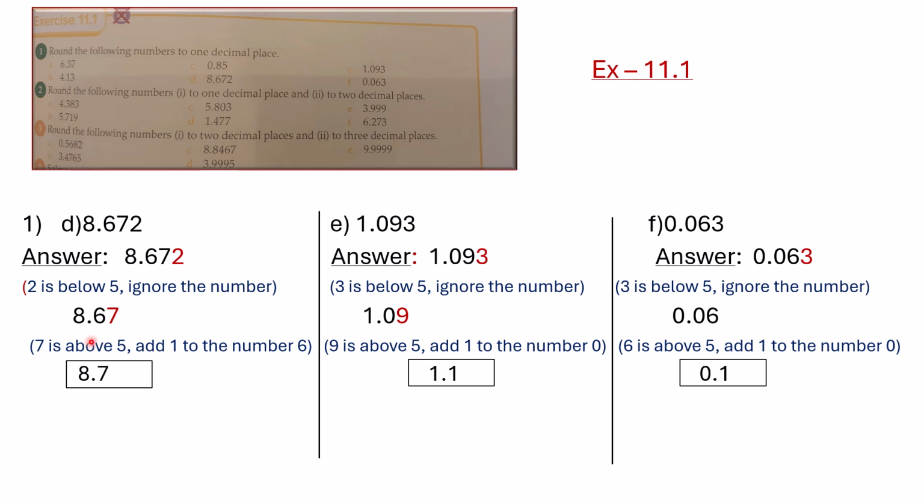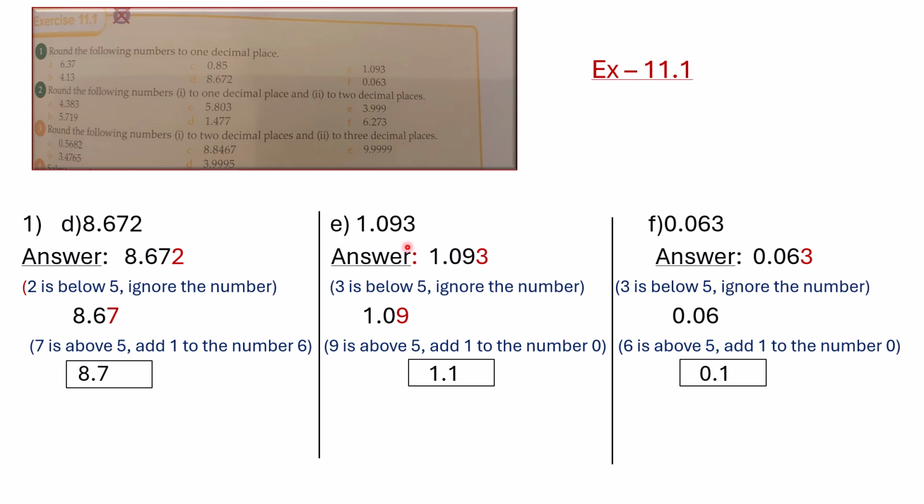8.67. Now after the decimal point, we have 2 places. But what is the question? We have to change to one decimal place. So look at the last digit now. This is 7. 7 is above 5. So we have to add 1 to the number 6. 6 plus 1 is 7. So 8.7.